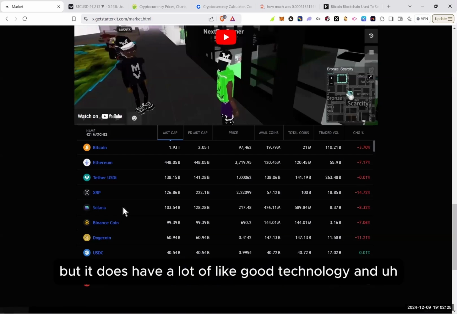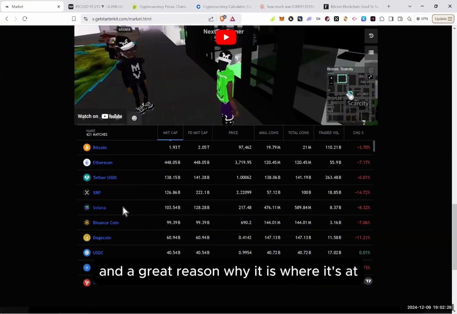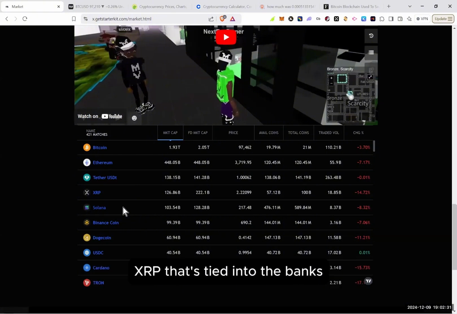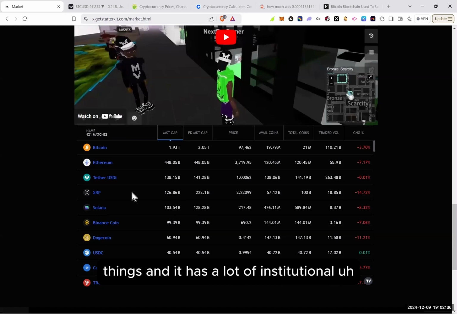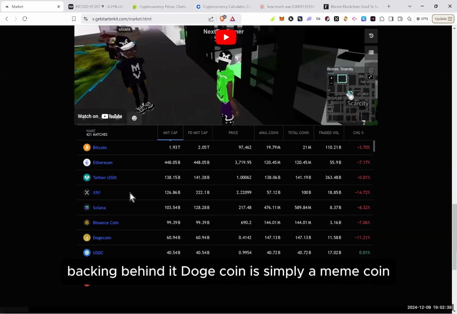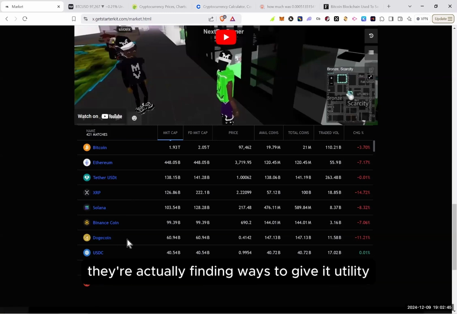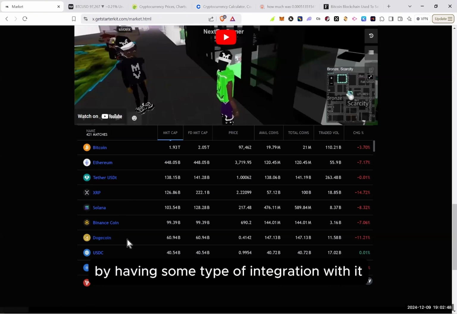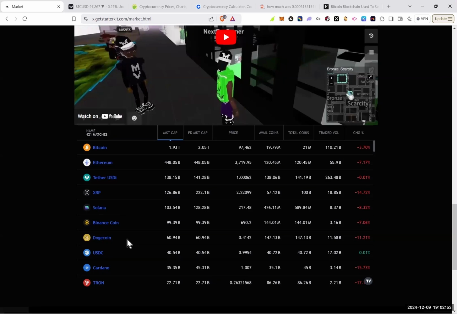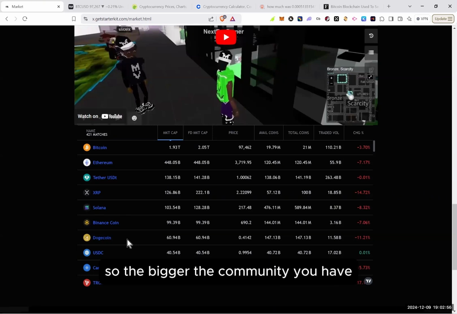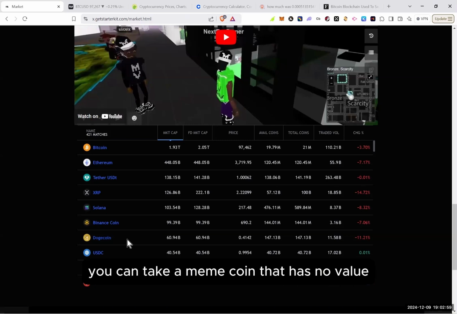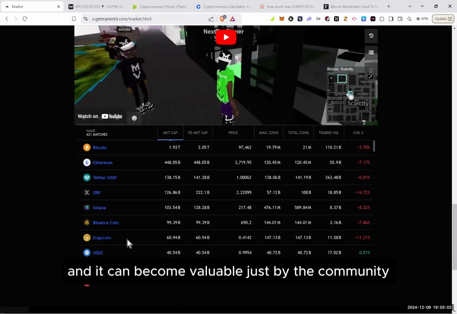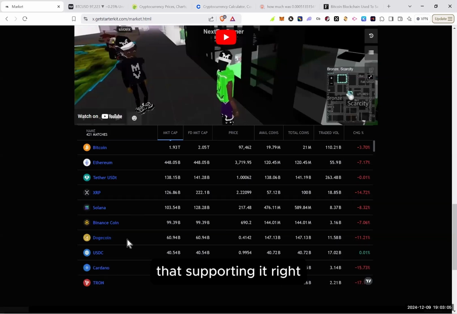But it does have a lot of good technology and great partnerships, and a great reason why it is where it's at. XRP, that's tied into the bank's governmental things, and it has a lot of institutional backing behind it. Dogecoin is simply a meme coin, but now they're actually finding ways to give it utility by having some type of integration with it, with the government, et cetera, right? Community is a big thing. So the bigger the community you have, you could take a meme coin that has no value and it can become valuable just by the community that's supporting it, right?